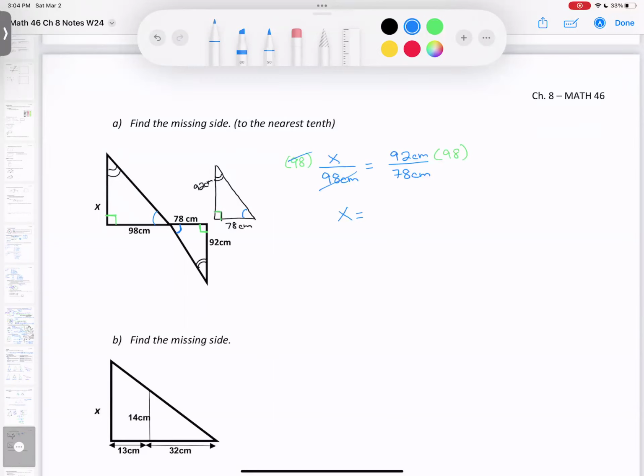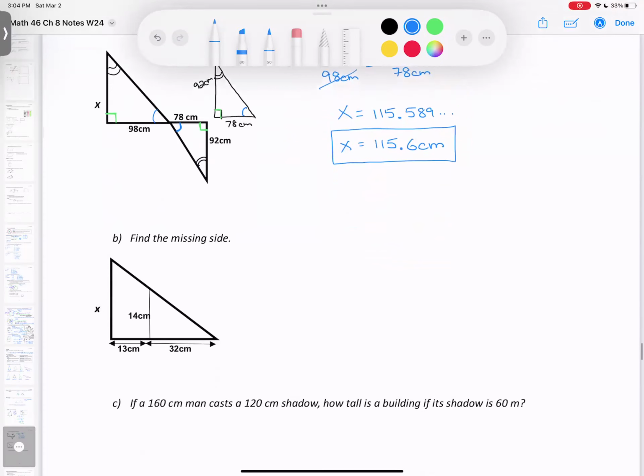now I really need my calculator. There it is. Okay. So x is 92 times 98 divided by 78, and we're told to round to the nearest tenth. So I've got 115.589 and so on. So to the nearest tenth, that would be 115.6, and we're in centimeters.